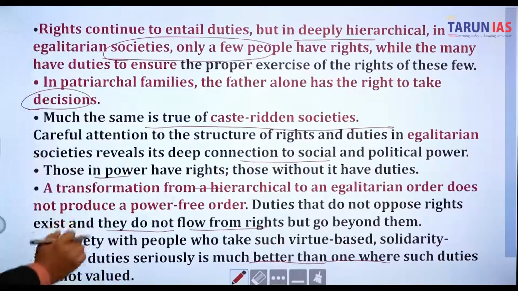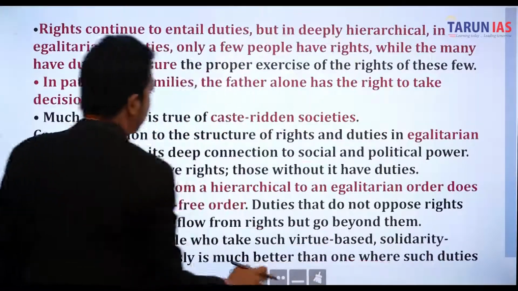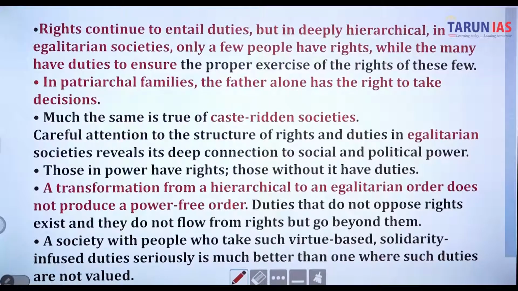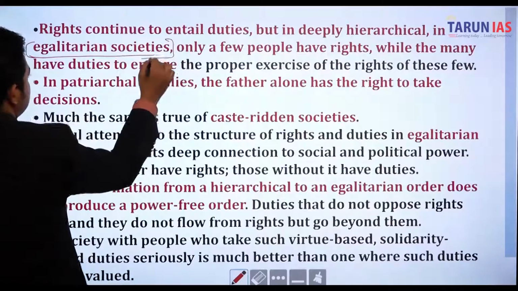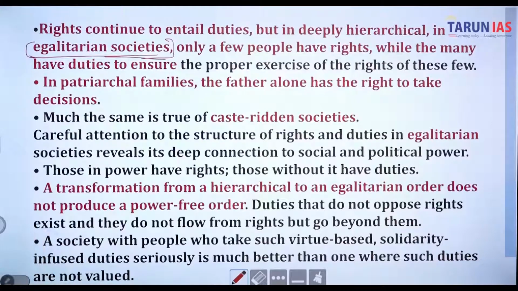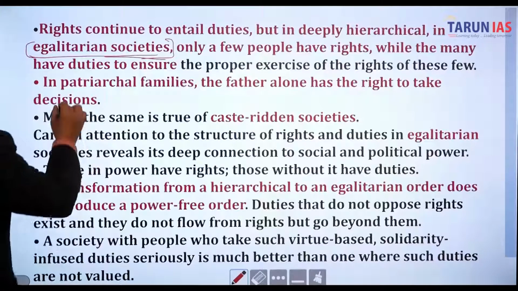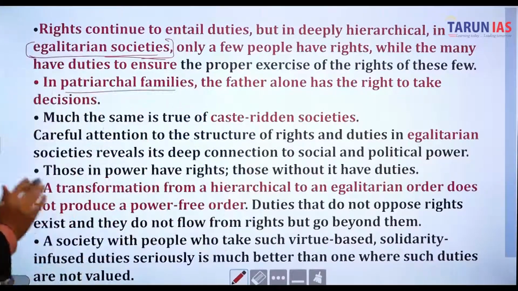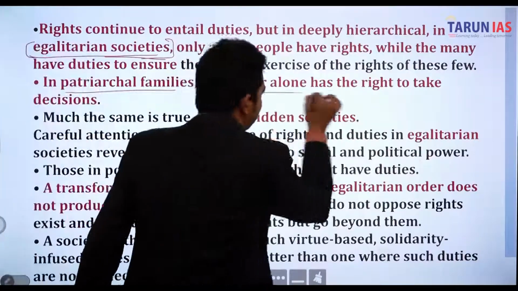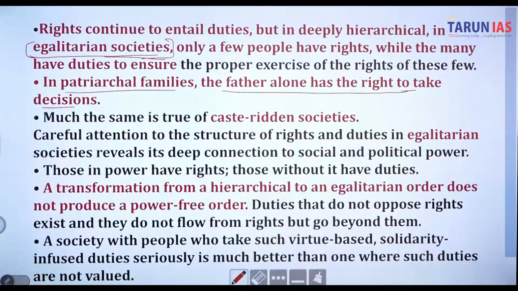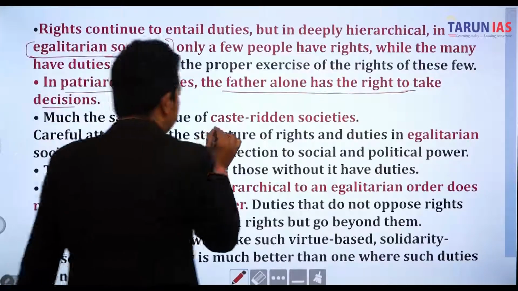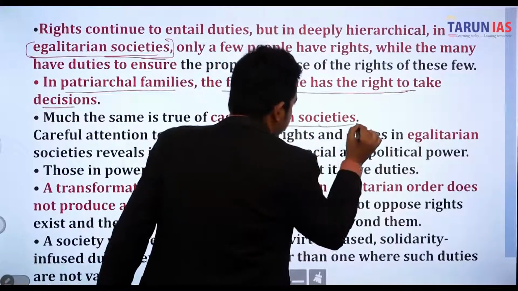Rights continue to entail duties, but in deeply hierarchical, non-egalitarian societies, where we expect that everyone should be equal, only a few people have rights while the many have duties to ensure the proper exercise of the rights of these few. In patriarchal families, the father alone has the right to take decisions, as we can see in our families. Much of the same is true of caste-ridden society, where we see such kinds of things also.